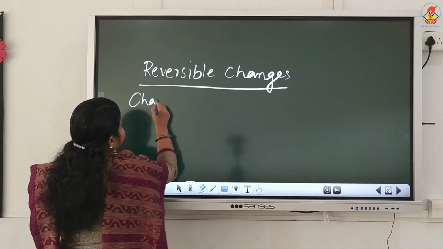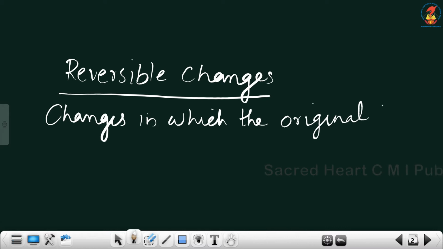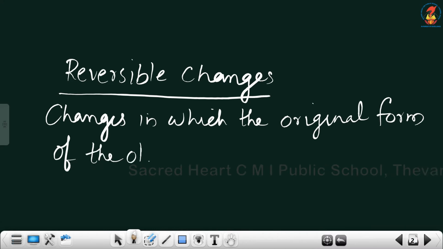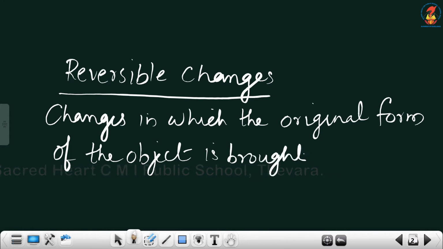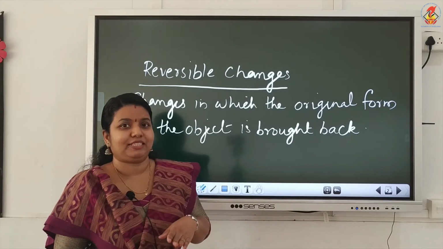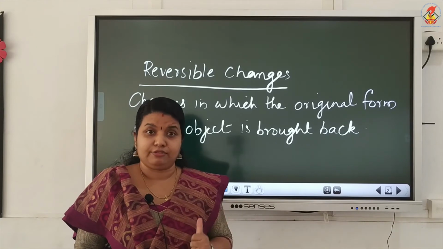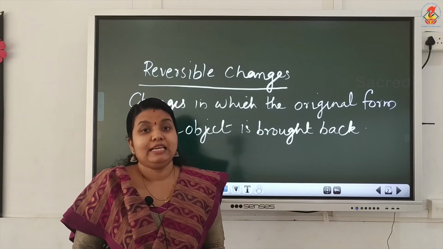The changes in which the original form of the object is brought back. Such changes are known as reversible changes. All the three activities that we have discussed are examples of reversible changes. The changes in which the original form of the object is brought back, they are known as reversible changes.